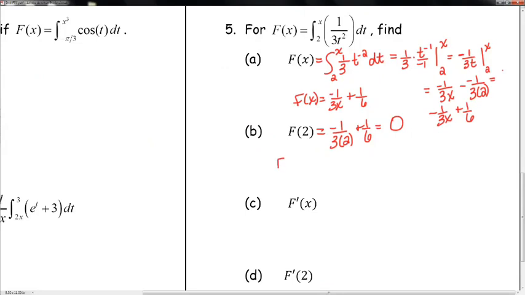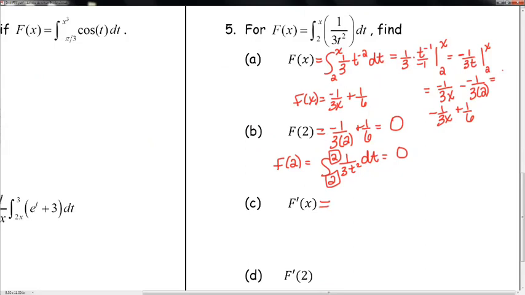Another way I could have done it is f of 2 is going to be equal to the antiderivative from 2 to 2 of 1 over 3t squared dt. And if you notice, your bounds are the same, so that means your width is 0. So again, that also gives me 0.